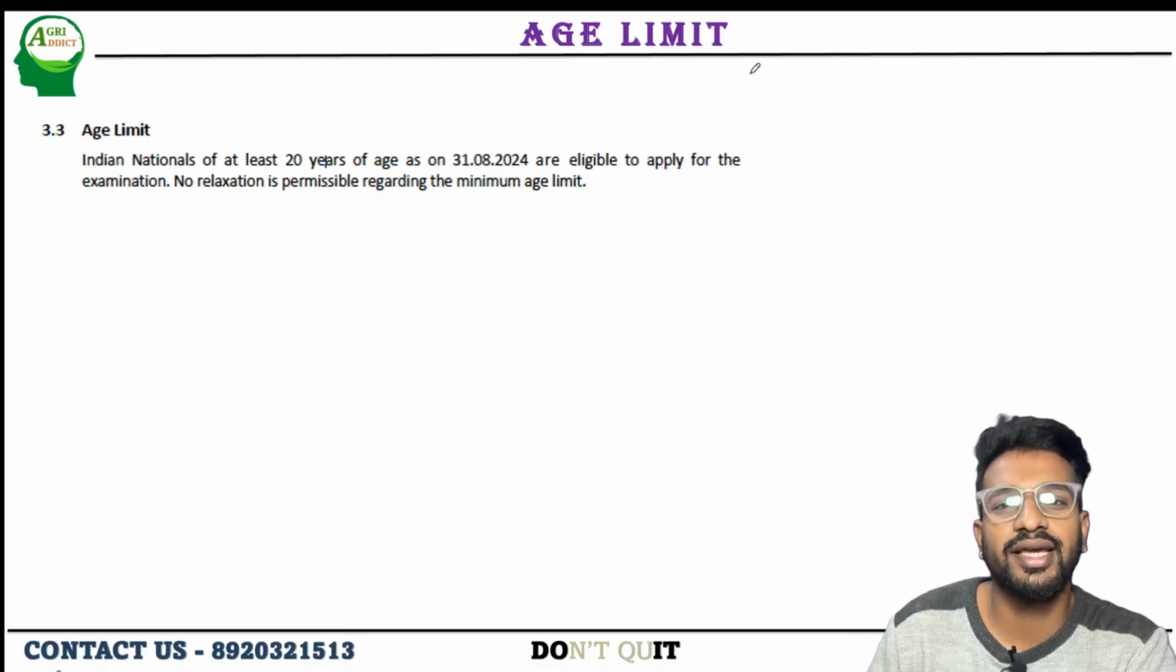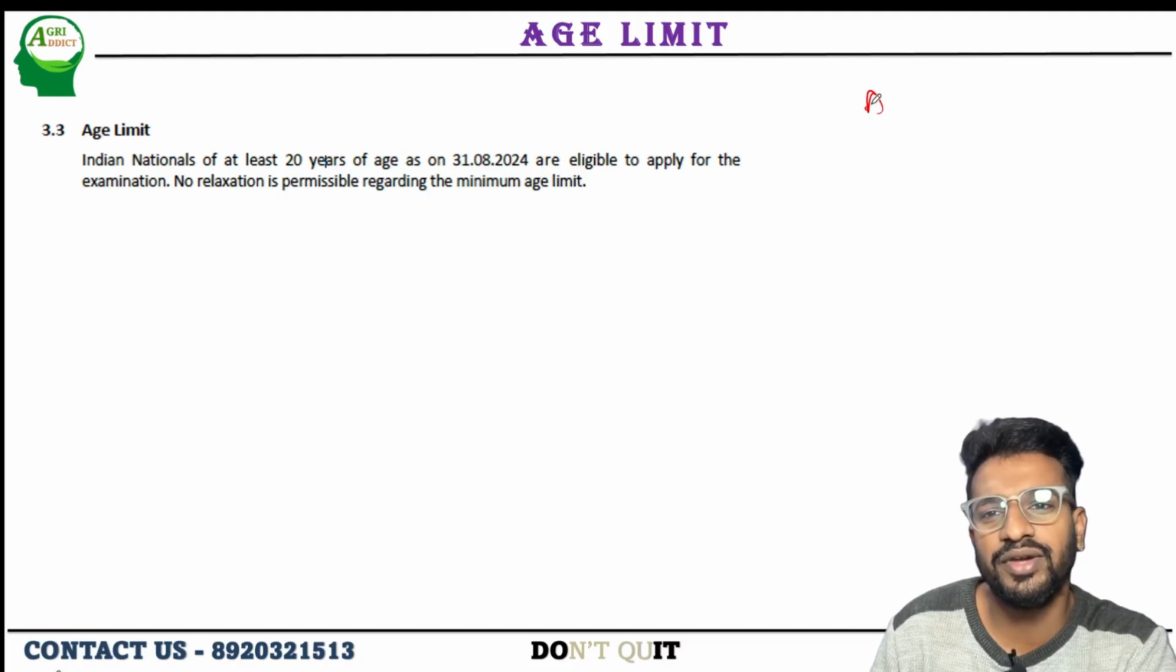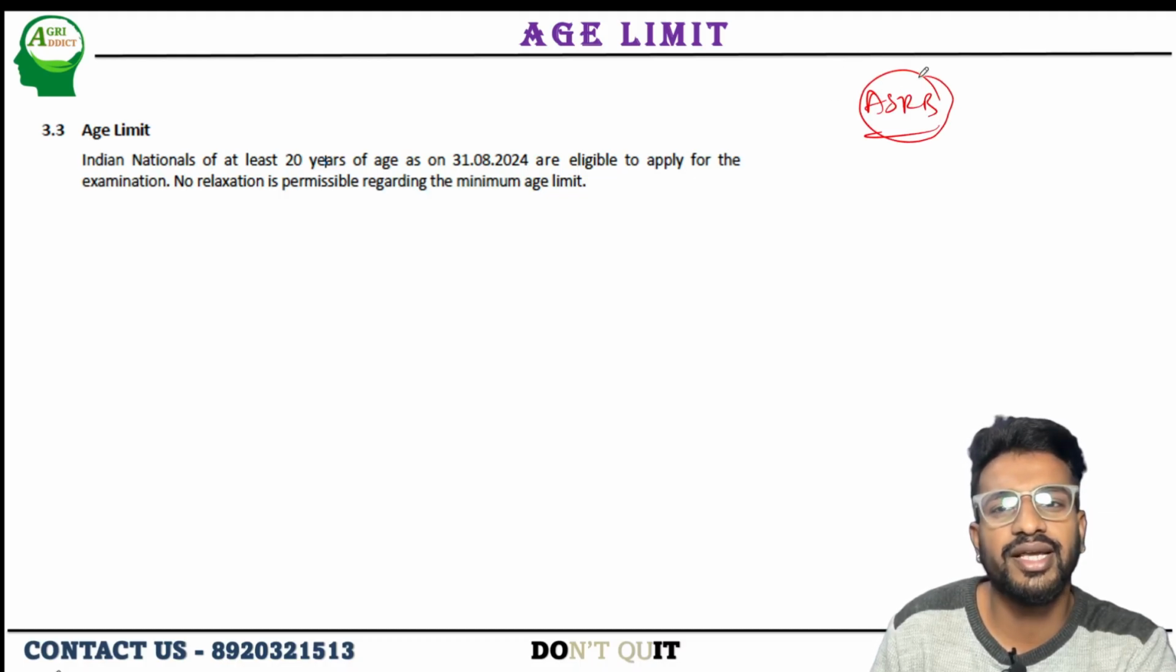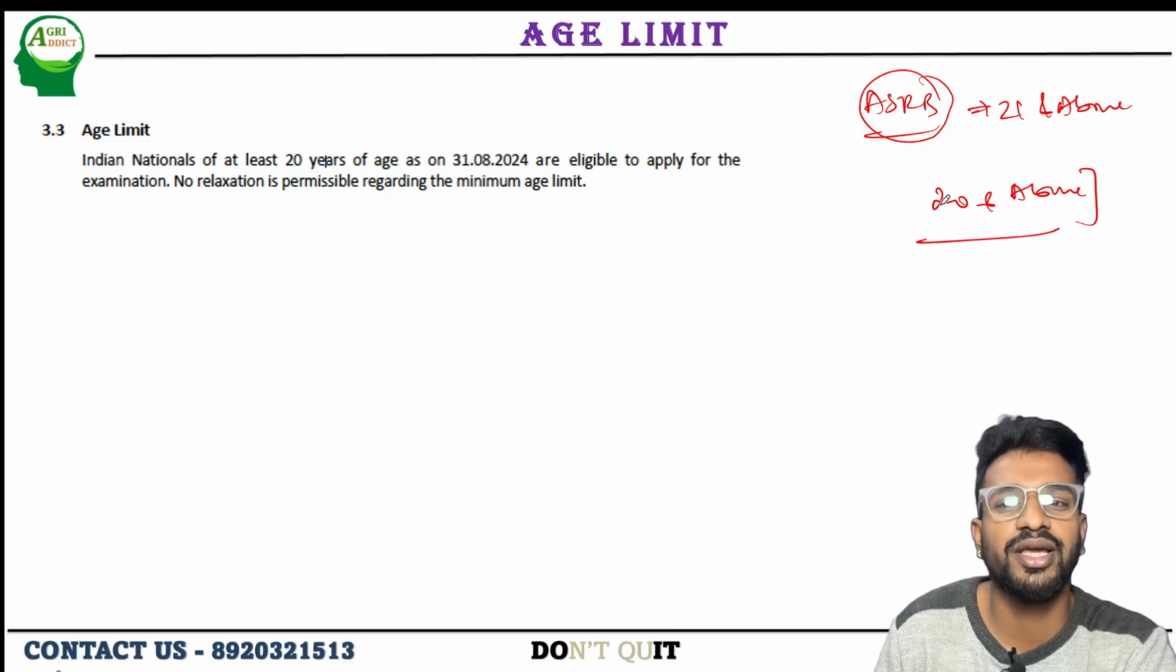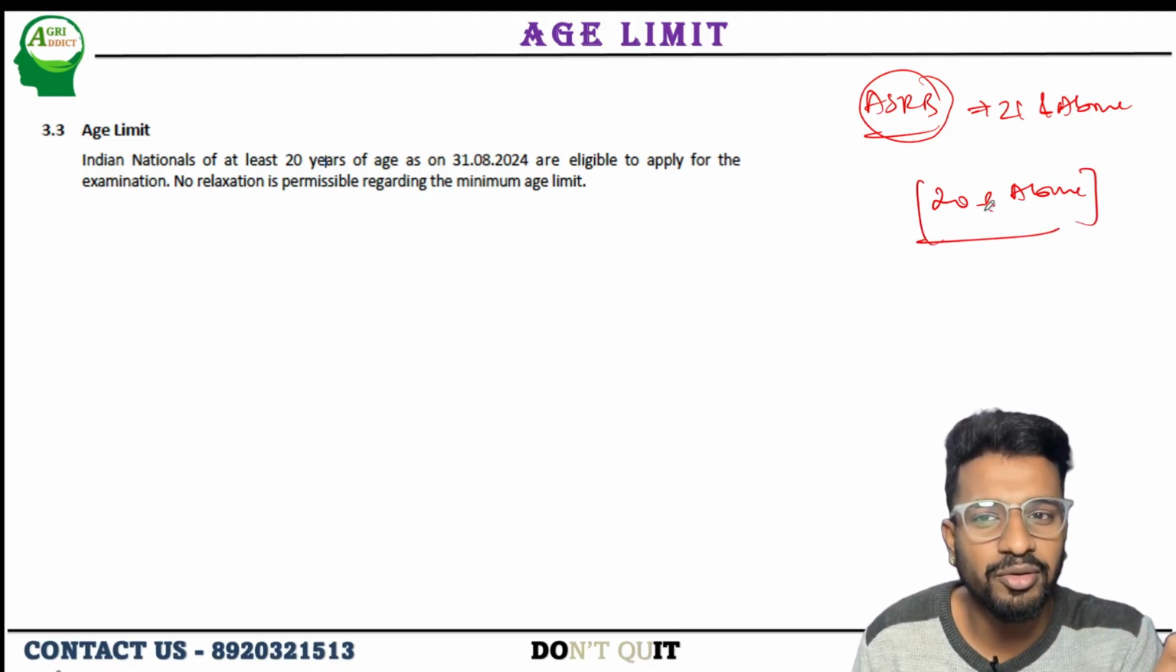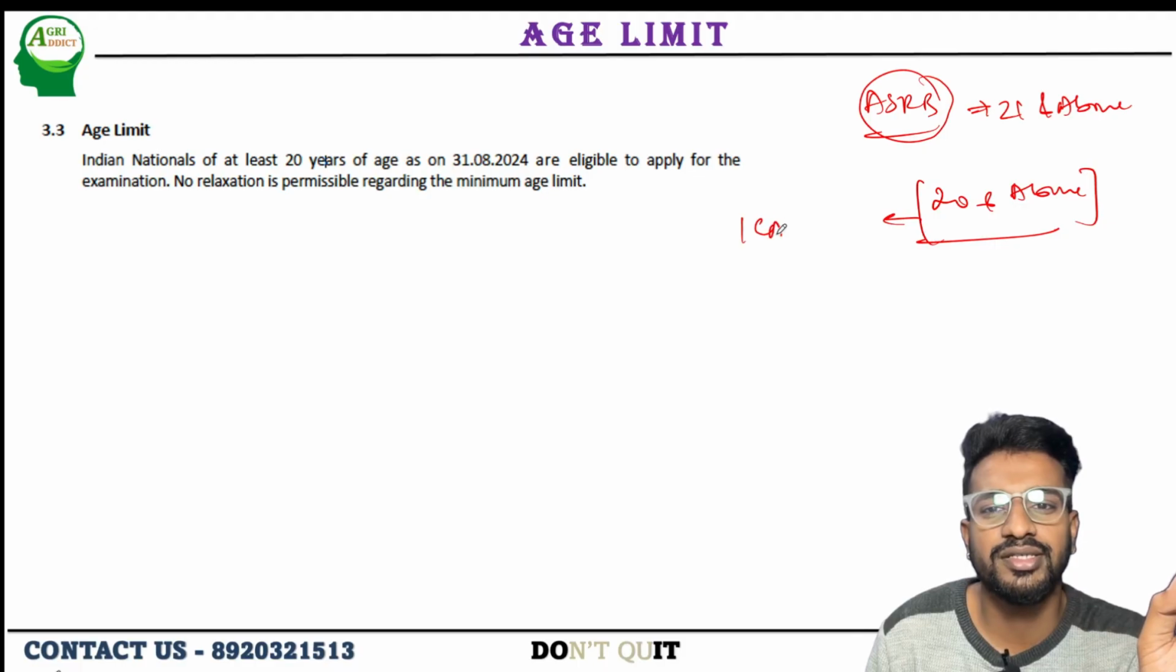Next, regarding the age limit, I told you about the age limit of ASRB NET. The ASRB NET age limit was 21 and above. For ICAR PhD, it is 20 and above. Okay, there is no upper limit, so the minimum age limit is 20 and above for the ICAR PhD exam.